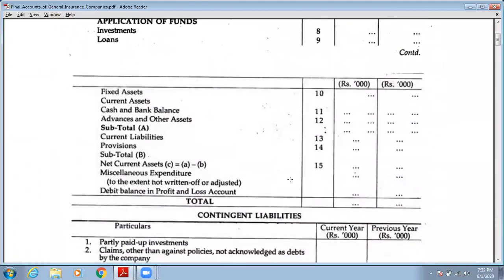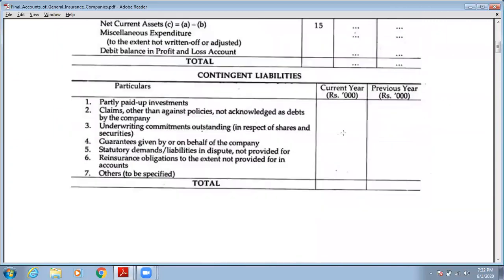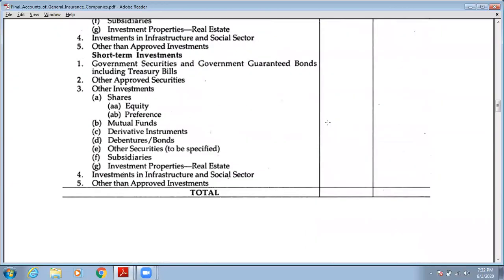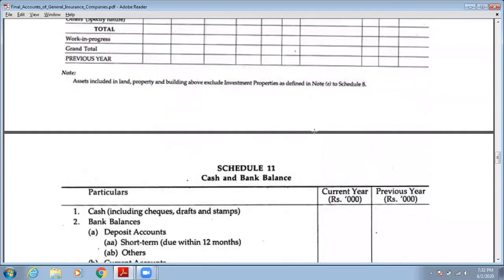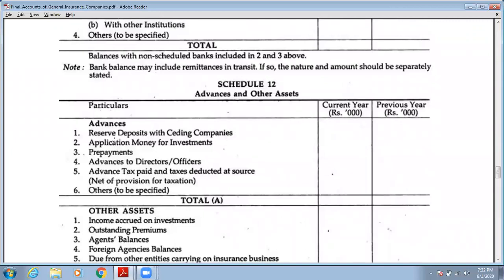After that, you will write advances and other assets. If you give any advances or you have any other assets, you will write them in Schedule 12. So let's see what Schedule 12 is. In Schedule 12, you will write reserve deposits with ceding companies, application money for investment, prepayments, advances to directors and officers, advance tax paid, taxes deducted at source, and others. You will do the total of these.